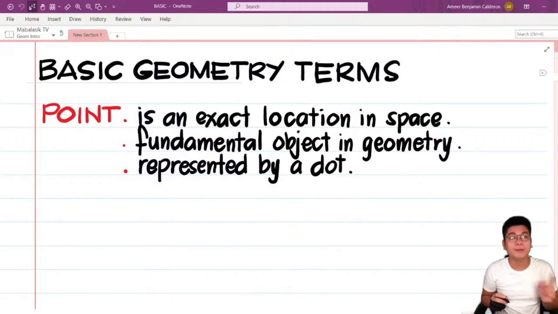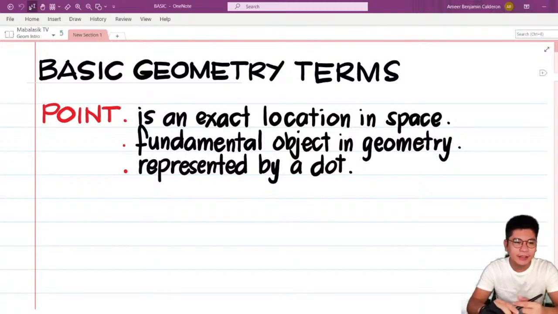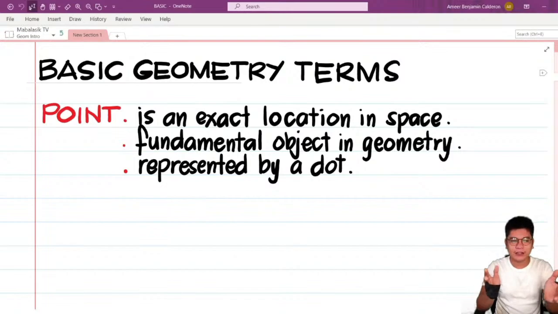So the first one is point. Point is an exact location in space. It is the fundamental object in geometry, meaning all geometric figures start from a single point. Also, all geometric figures are composed or made up of points put together to form that specific figure, whatever that figure is. And lastly, a point is represented by a dot.